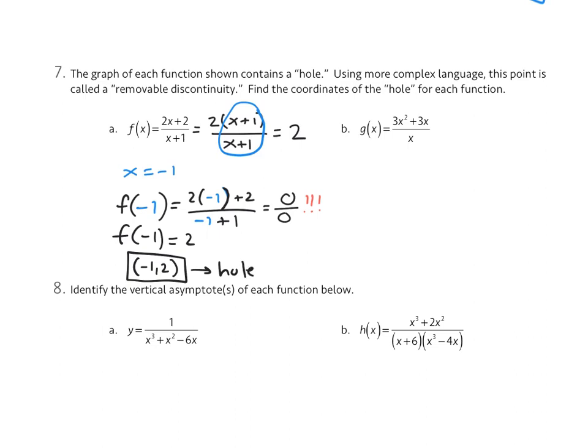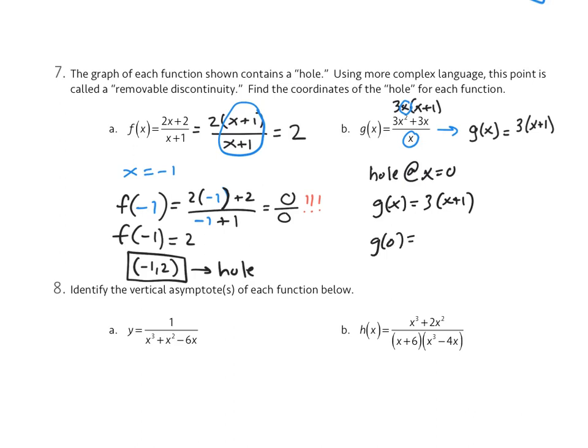Moving on to the next one, let's simplify or factor first. Now since the x on the top and the bottom canceled out, then we have a hole at x equals 0. Now we're going to plug in that value into the simplified form of g of x. G of x equals 3 times x plus 1, so g of 0 equals 3 times 0 plus 1, which is just 3. So we found that 0, comma 3 is the hole in this function.